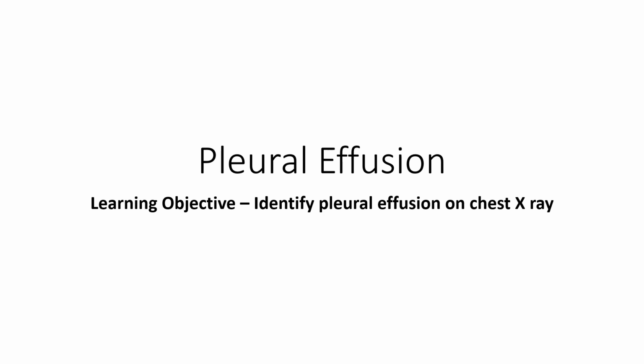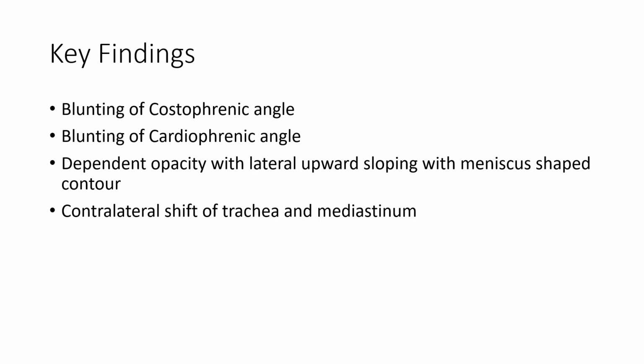Pleural effusion. In this session, we are going to learn how we can identify pleural effusion on chest X-rays. The key findings that are present in pleural effusion include: 1. Blunting of costophrenic angle, 2. Blunting of cardiophrenic angle, 3. A dependent opacity with a lateral upward sloping with a meniscus shaped contour, 4. Contralateral shift of trachea and mediastinum.